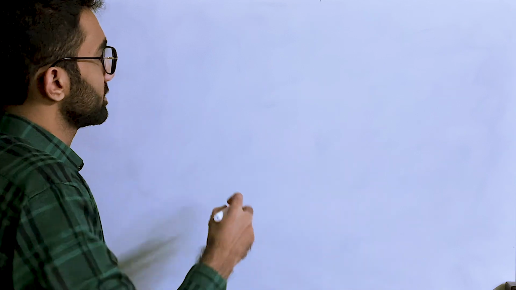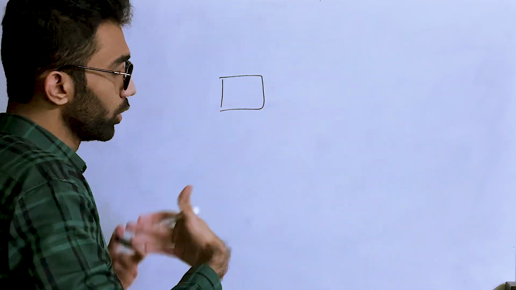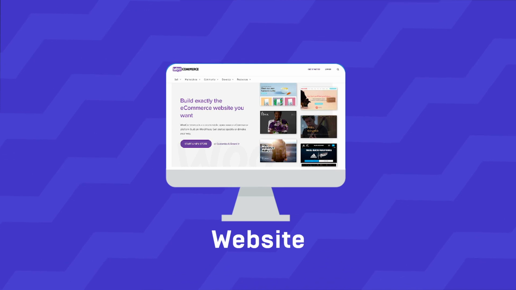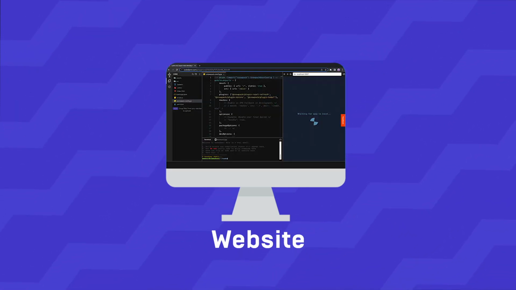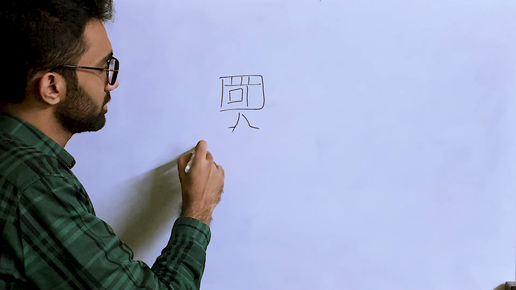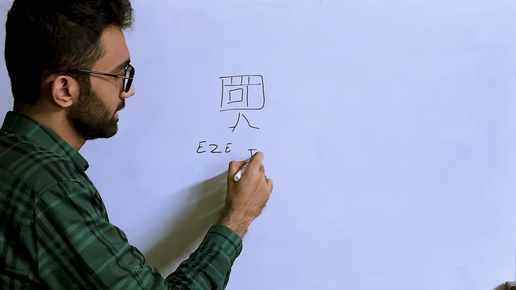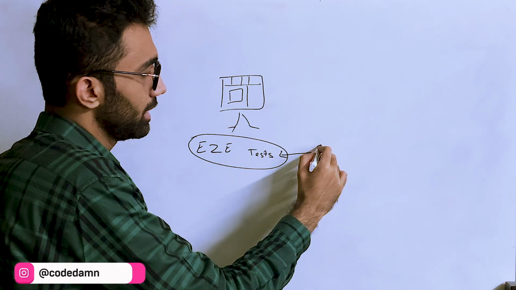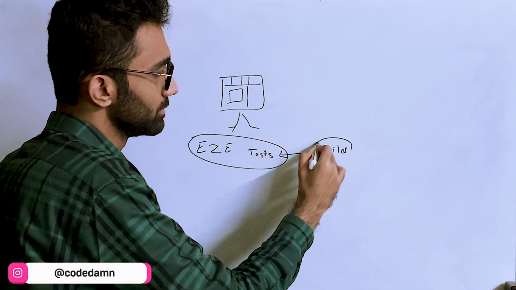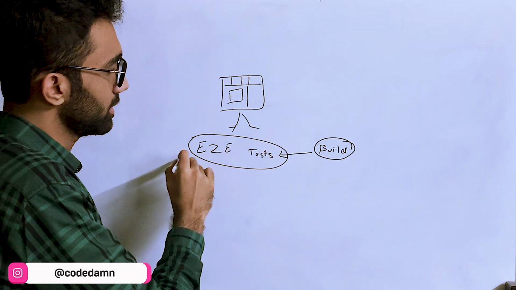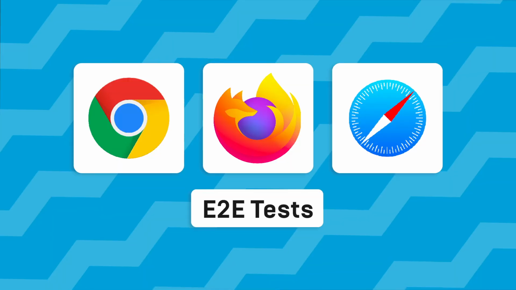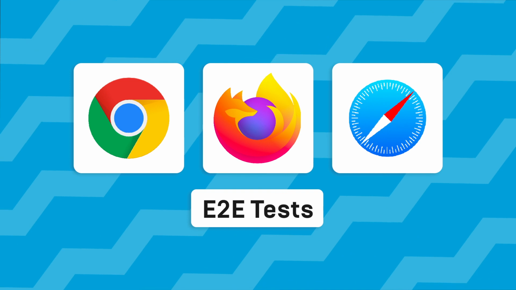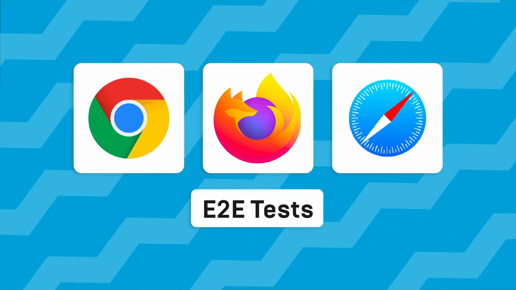So let's define end-to-end testing in a bit more verbose way. If you have a website where you have certain buttons and certain elements, in our case, for example, we have Codedamn Playground, which we want to test, what we can do is write certain end-to-end tests for this and link it to our deployment pipeline. What does this mean? It means that after our code is built, every single time, this suite of tests would run, and they would run in multiple browsers: Chrome, Firefox, Safari, and so on.